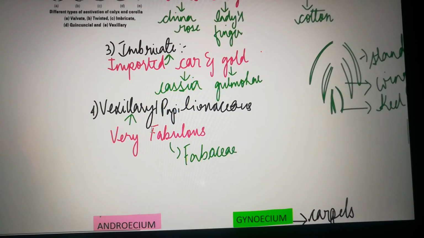Mnemonic for this is imported, car and coal. So here, imported you can remember it as imbricate, car as cassia, coal as gulmohar. And then the last one is vexillary.